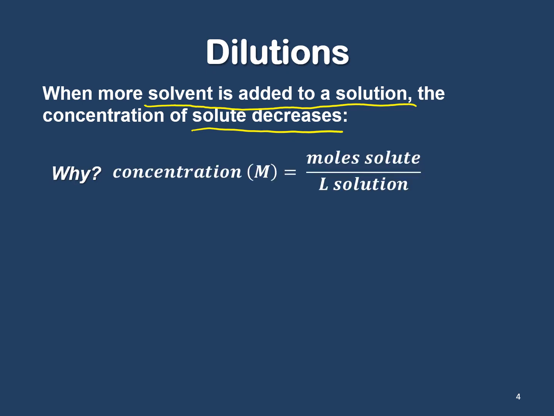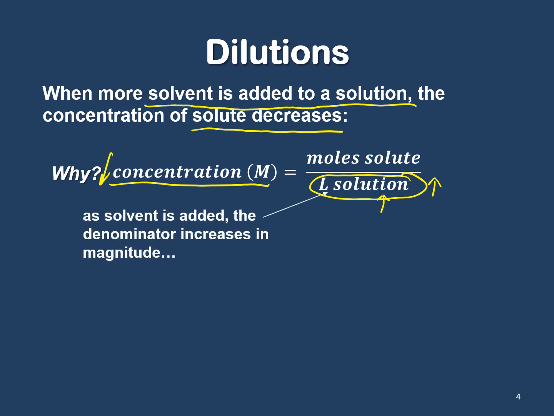Let's look at why. If we look at this formula, concentration is equal to moles of solute over liters of solution. By adding solvent, I don't change moles of solute. Moles of solute stays the same, but I do change the total volume of the solution. If I increase the denominator, I'm going to decrease concentration, right? Now, that's why a dilution is going to decrease concentration, because we're increasing the denominator of our equation, thereby decreasing the numeric value of the concentration, because moles of solute is staying constant.